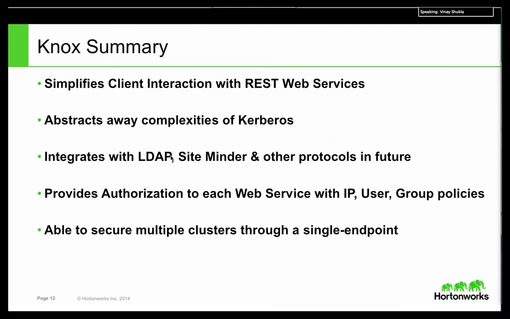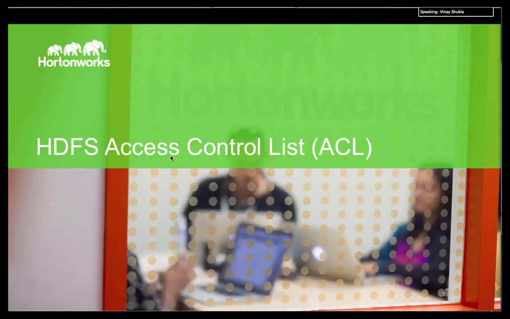So in summary, Apache Knox simplifies the client interaction with Hadoop's REST web APIs. It abstracts away the complexity of Kerberos, and it integrates with LDAP, SiteMinder, and other identity management protocols in future. And it provides authentication, authorization, and audit to all the REST APIs going through it. It becomes the one single point of access for your Hadoop REST APIs. So let's go into other items in security.